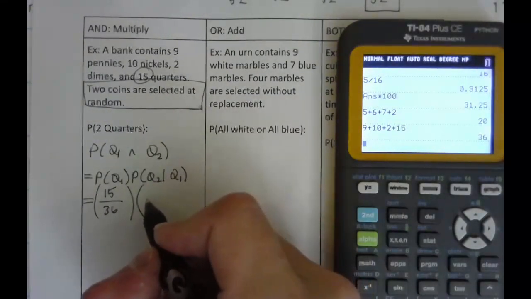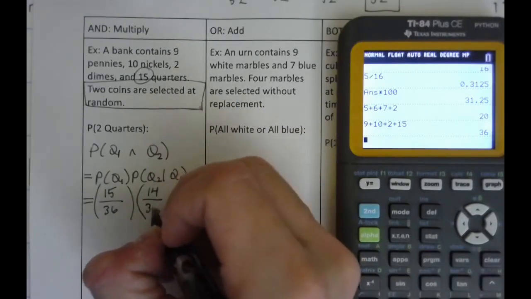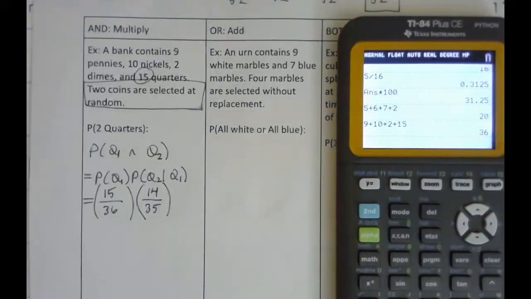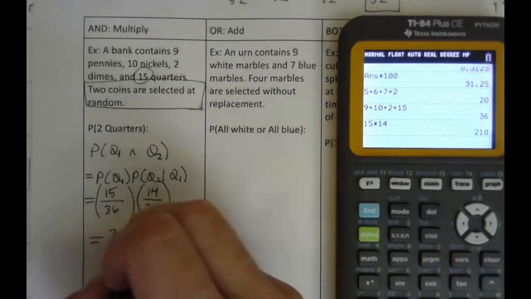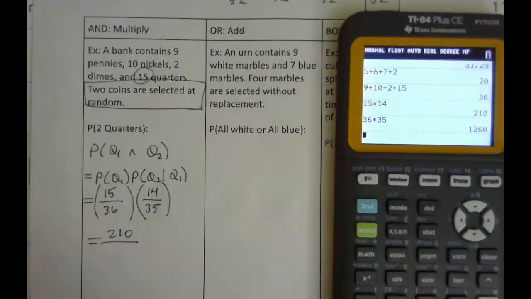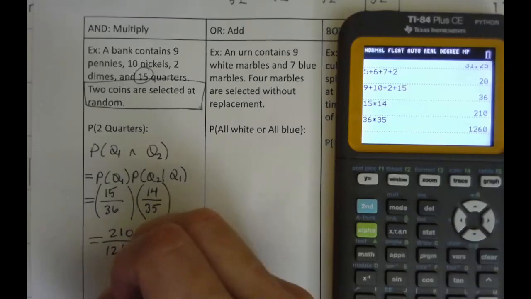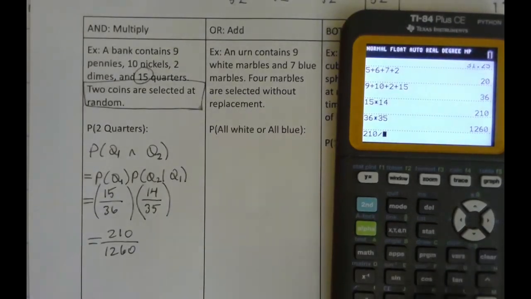If you've taken a quarter out of the group, that leaves only 14 quarters to find out of 35 possible coins. Alrighty. And so multiplying these, top times top, that's 15 times 14, is 210 out of, and then here we have 36 times 35, which is 1260. So there are 210 in 1,260 ways, right? This is your chance.